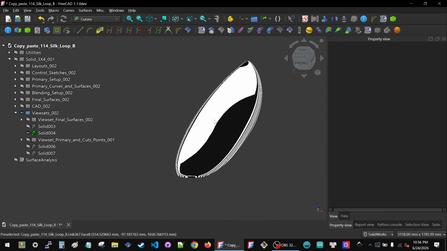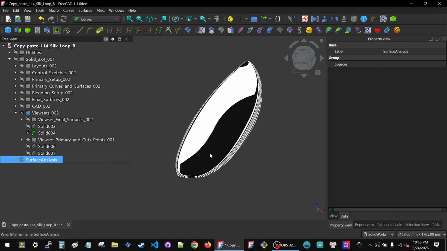So I turn on the zebra. Oh, this is not the zebra tool. This is the surface analysis tool from the Curves workbench. And you know, I've never really played with this. Does it have data that I can edit? No, it creates an object. This object has no data.